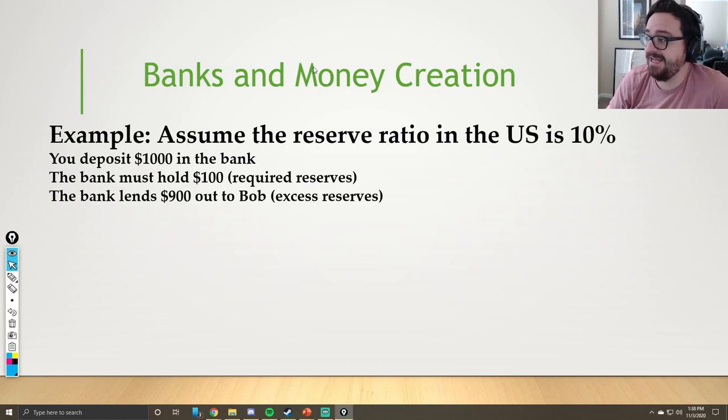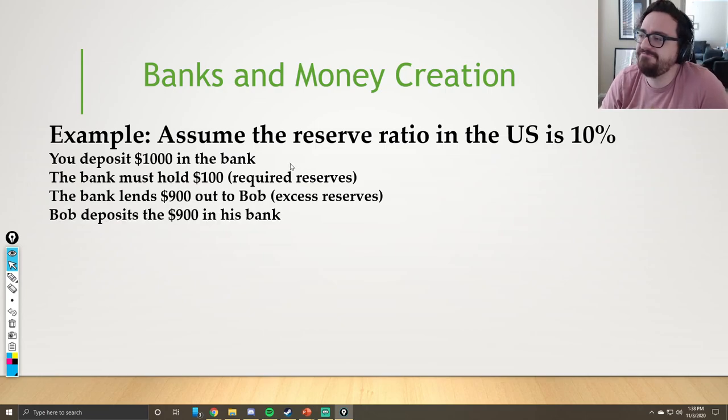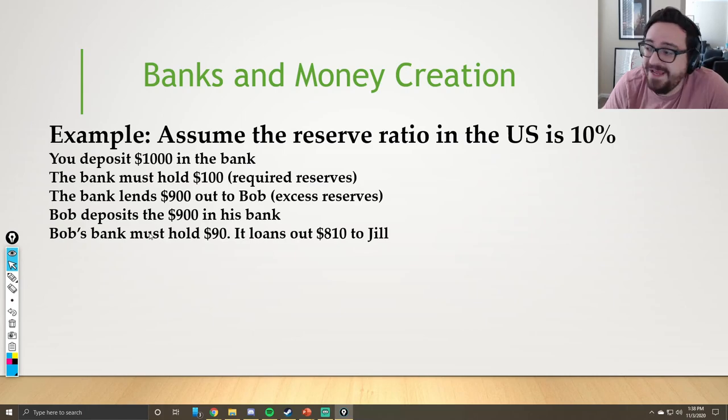Banks have to hold on to 10% of money deposited into your account, but they can loan out the other 90%. So here's what's going to happen to this money for Bob. If Bob puts it in the bank, which is very likely, because he's at the bank already, he's just like, cool, give me the loan for $900, keep it in my account, I'll just go to Best Buy later this week or whatever. His bank only has to hold on to $90 of it. The bank can loan out $810 of it.